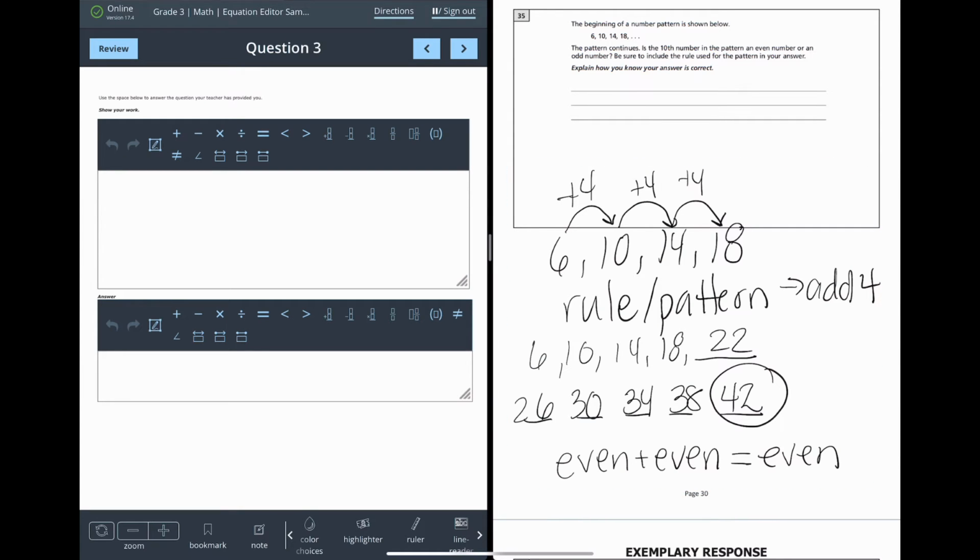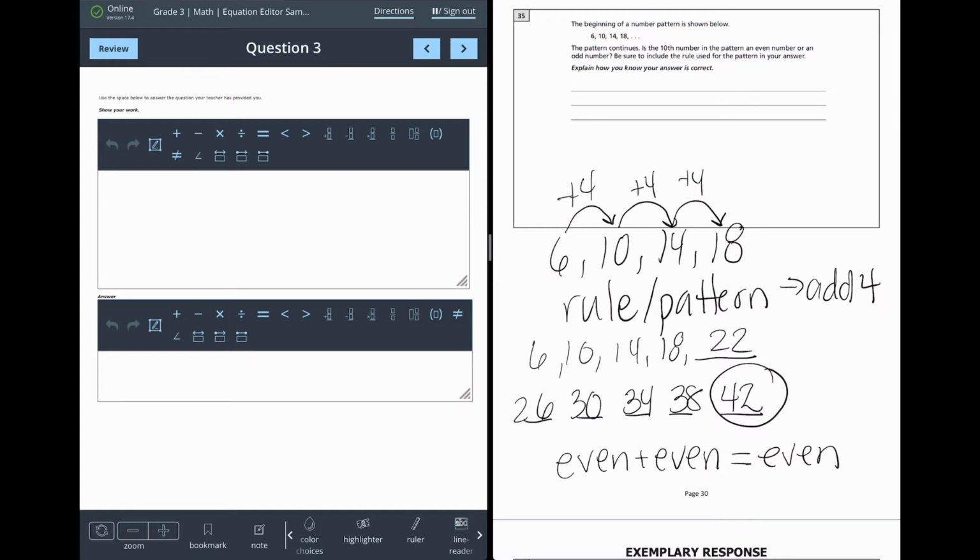So I continue the pattern, and I notice that the rule is plus 4. 6 plus 4 is 10, 10 plus 4 is 14, 14 plus 4 is 18. So my rule and my pattern is to add 4. And I know that when we add even numbers, even plus even numbers, I get an even number. And I even skip counted to get all the way to the end of the pattern, 42.